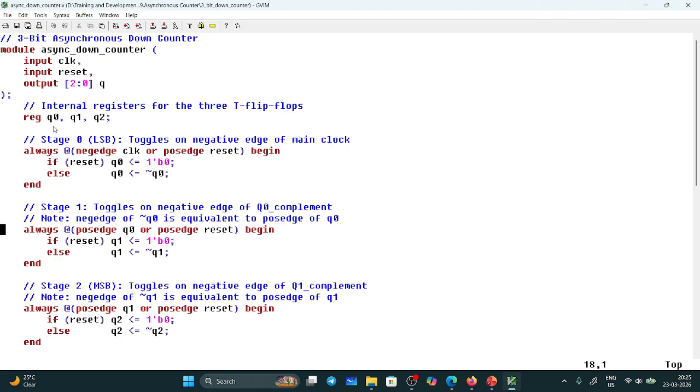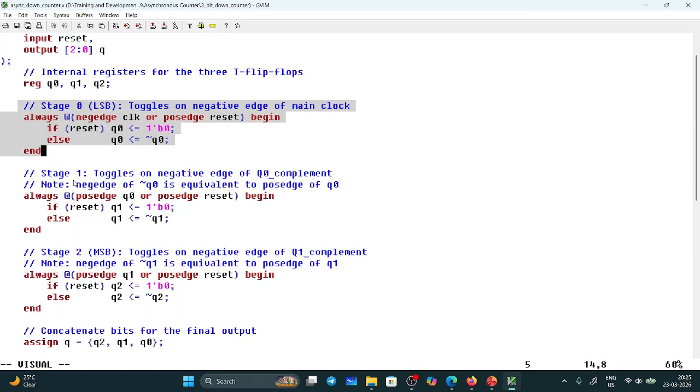So internal registers Q0, Q1, and Q2. So for stage 0, the first flip flop, the LSB, always toggles. That means always at the negedge of clock or posedge of reset begin, if reset equal to 1, I am initializing to 0, else Q0 equal to not of Q0. Okay, this is stage 0.